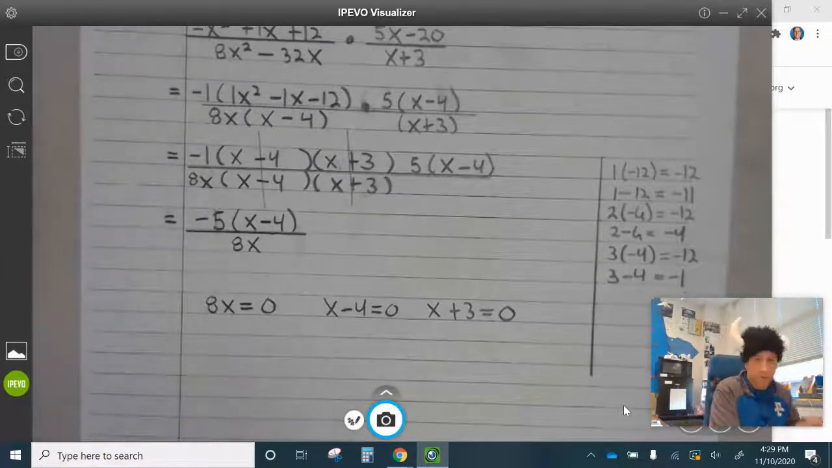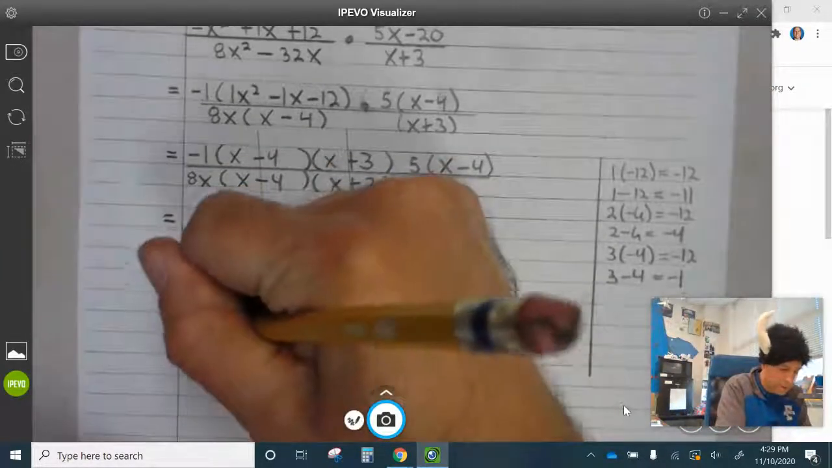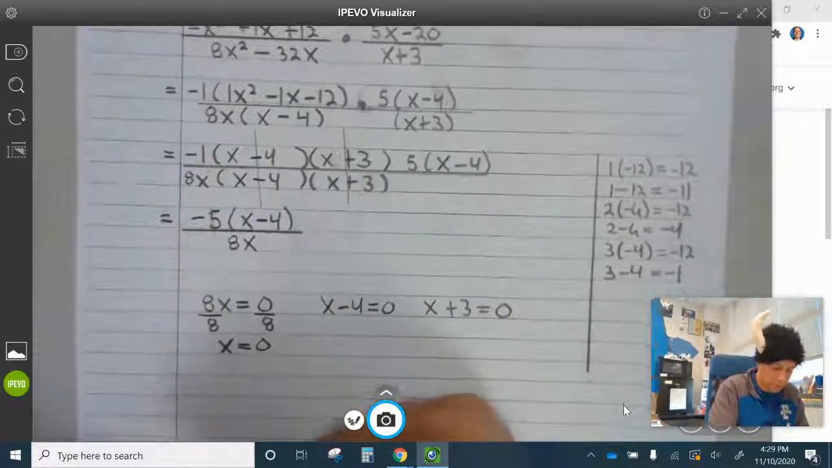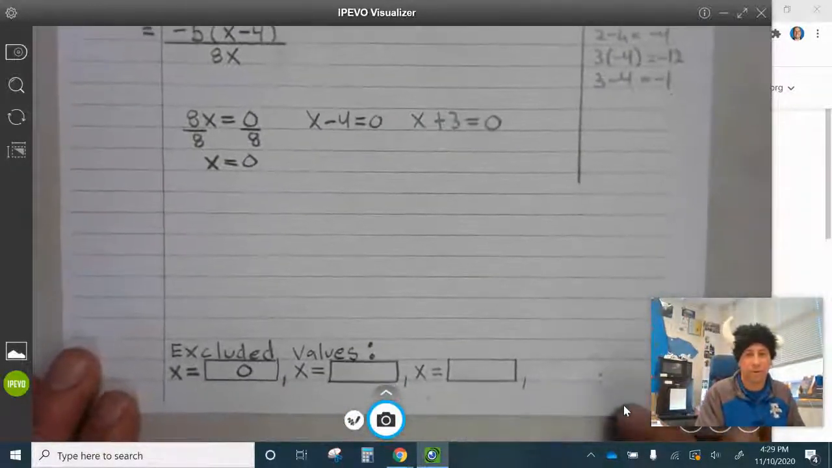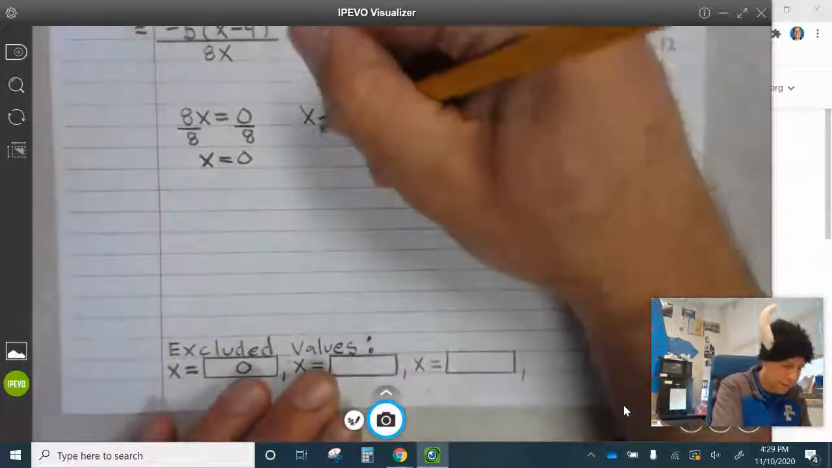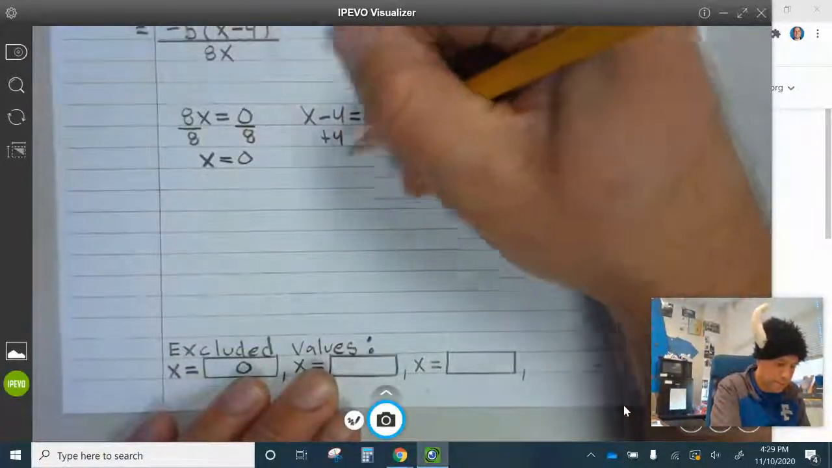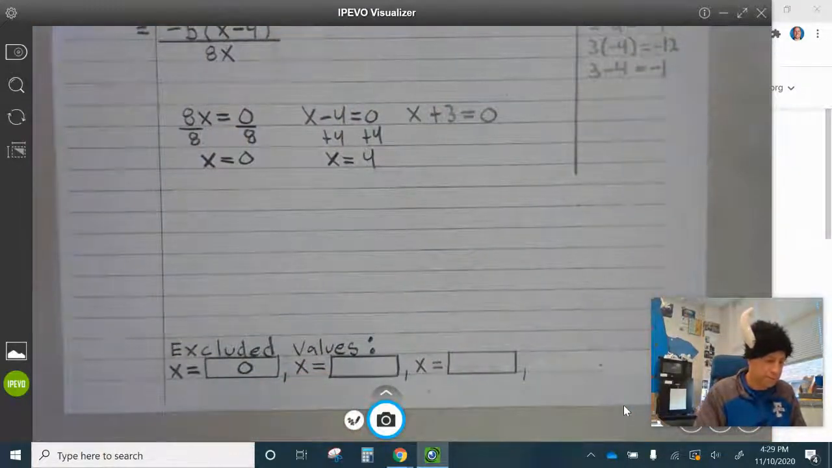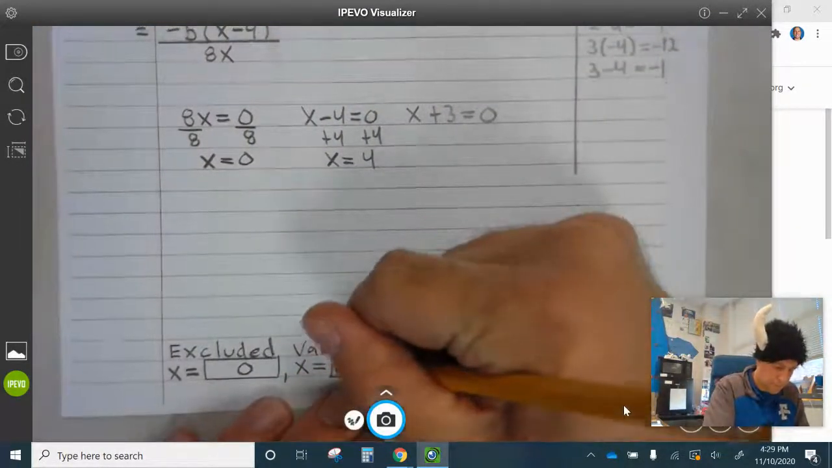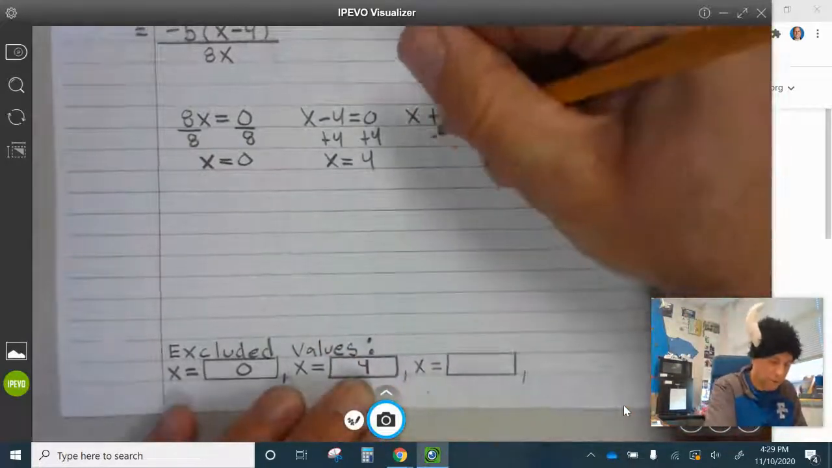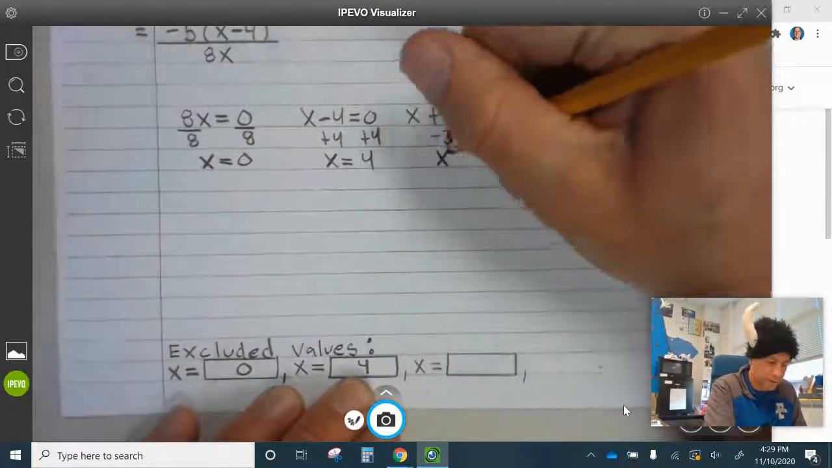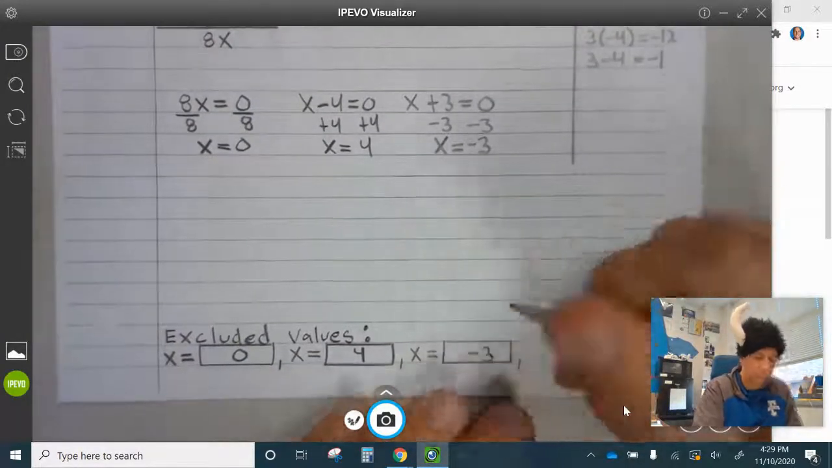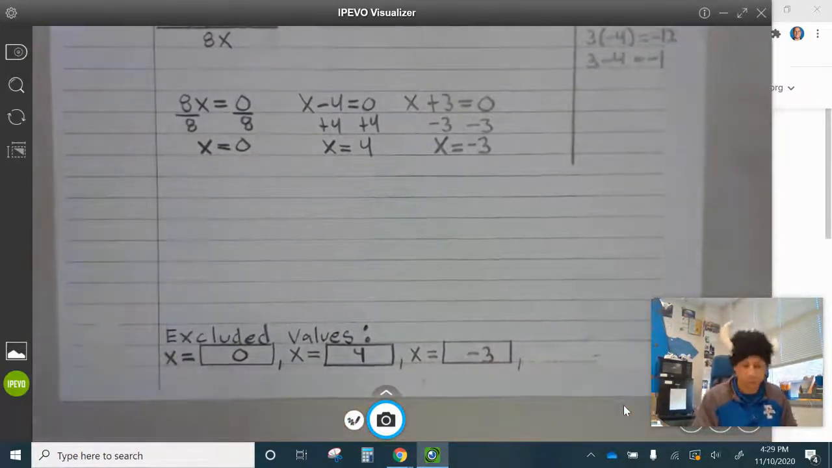All right. So we divide both sides by 8. X equals 0. There's our first excluded value. Okay. And then add 4 to both sides. X equals 4 is our next excluded value. And then subtract 3 from both sides. X equals negative 3 is our last excluded value. Okay. So you would finish up example 3.